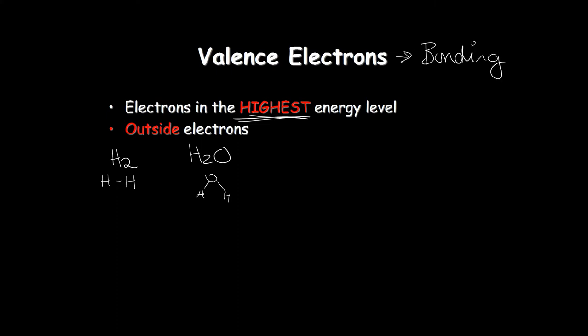So they are going to share these, or they are going to gain and lose these, since these electrons are the ones that are on the outside energy level. Okay, so again, these are the outside electrons, and they are going to be used for bonding. These are the ones that they can gain, lose, and share.